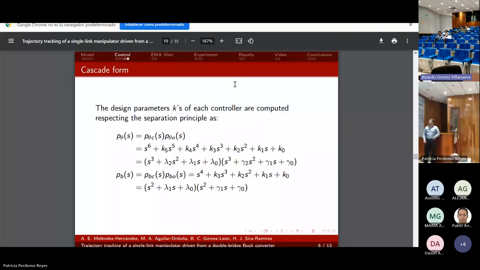The design parameters, kappas, of each controller are computed respecting the separation principle, where the parameters are computed to be Hurwitz to ensure stability for the controller and observer, represented by this expression, one for each subsystem: the first for the subsystem theta, the motor pendulum, and the second one for the buck converter.